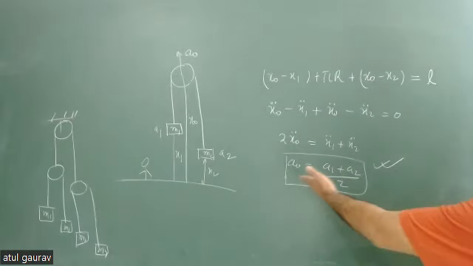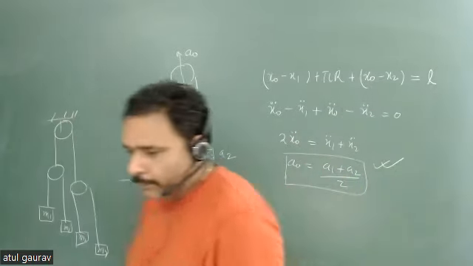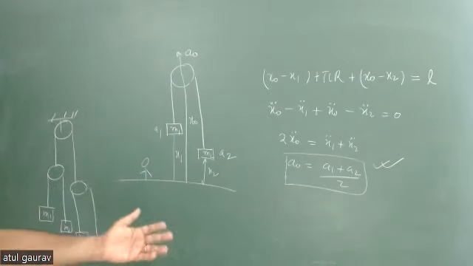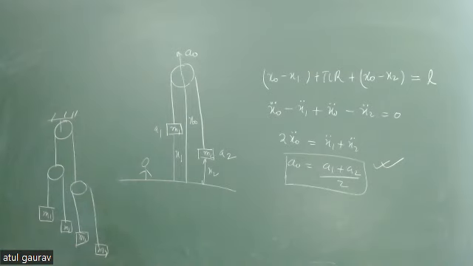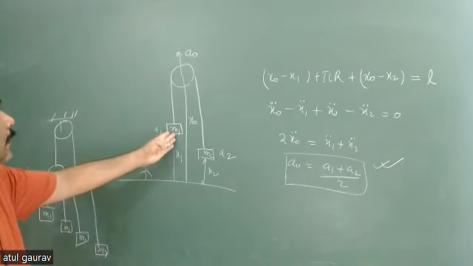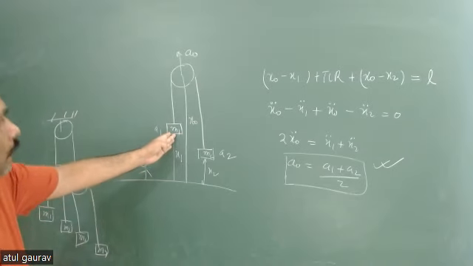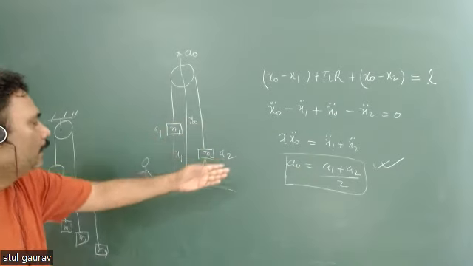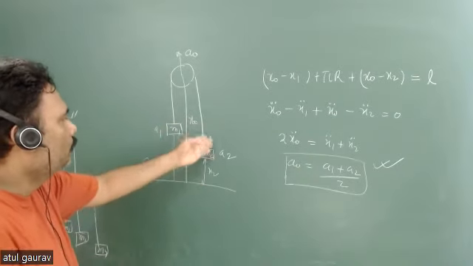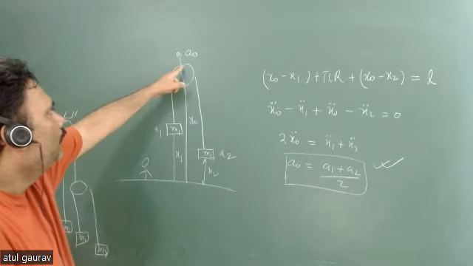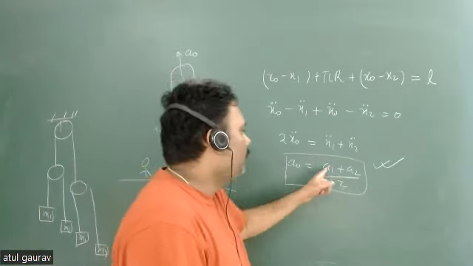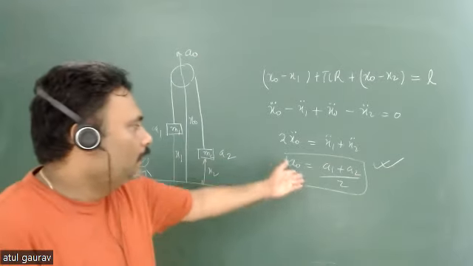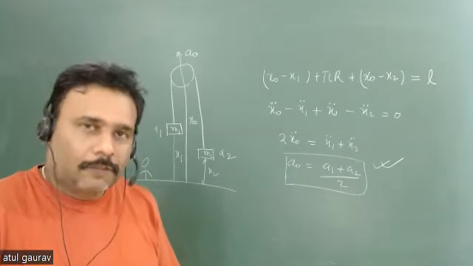So this is your acceleration, (a1 plus a2) by 2. So now you can use this thing very efficiently. Now you will write that m1g minus t1 is equal to m1a1, m2g minus t2 is equal to m2a2, and you have this acceleration relation as another equation, and you can replace this a1 and a2 with the help of a naught, and you can solve it.